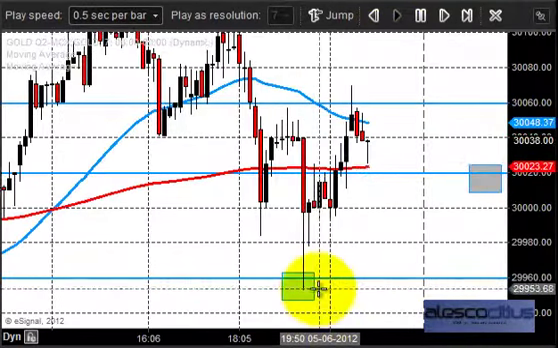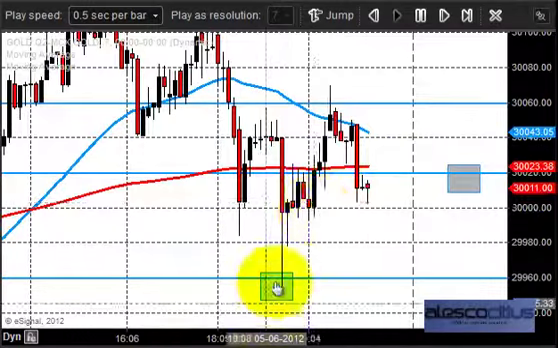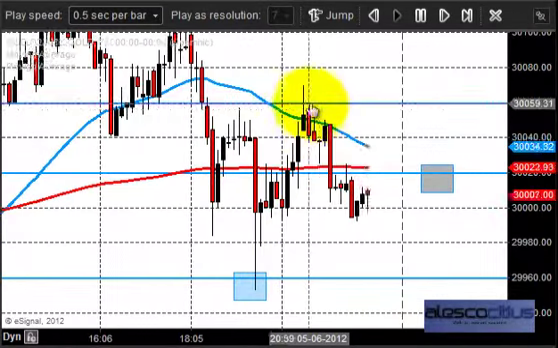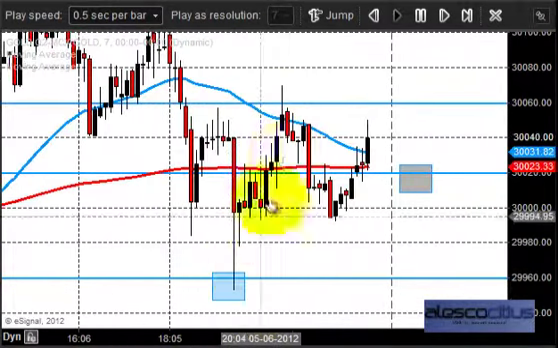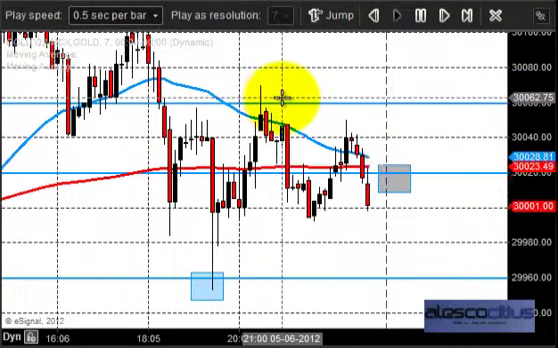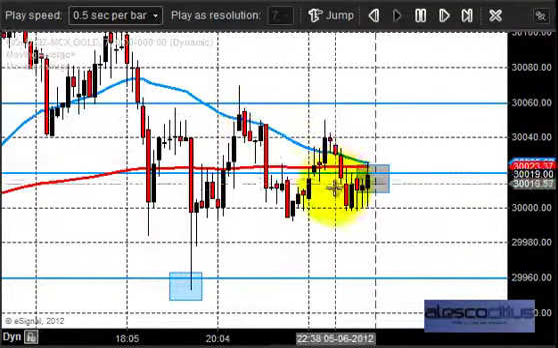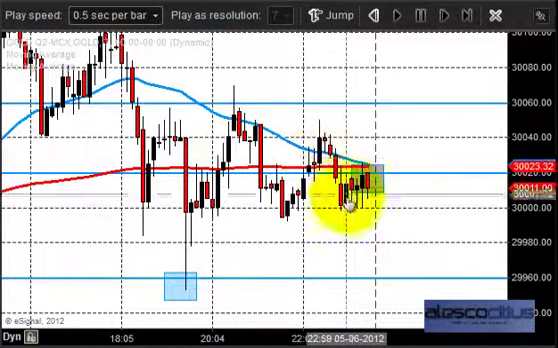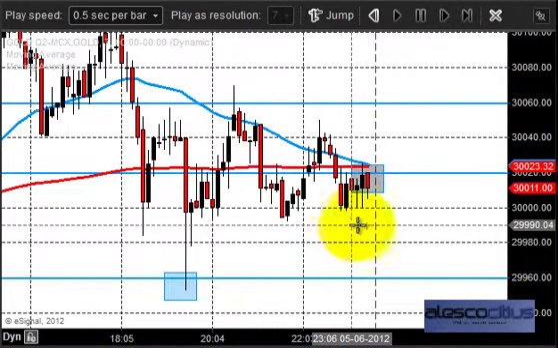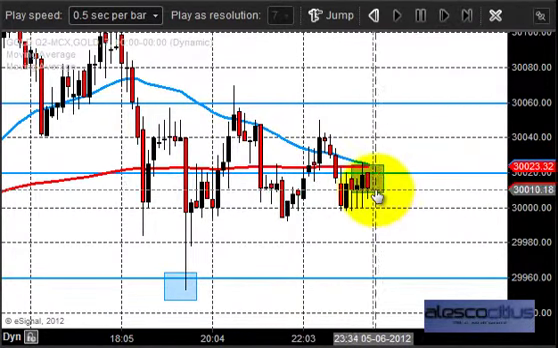After this 29,960, you can see the market was pushed to 30,060 immediately, and it is again a 100-point gain in the gold market. After that, toward the end of the session, the market was consolidating, and it closed around 30,011.